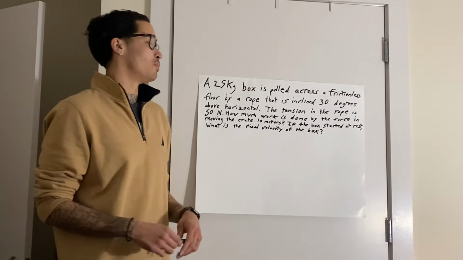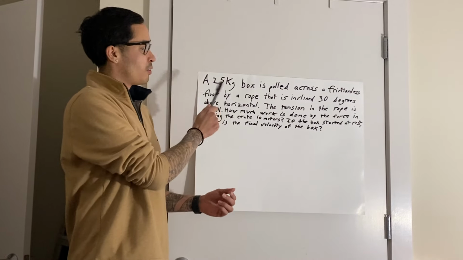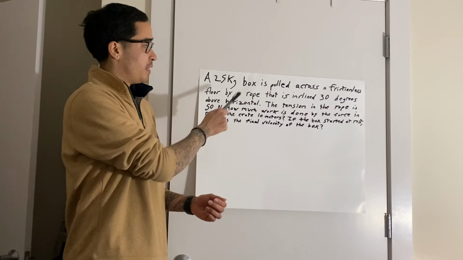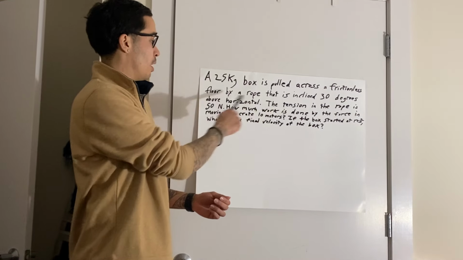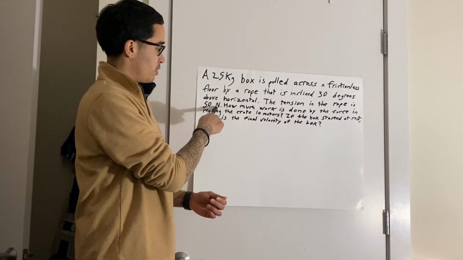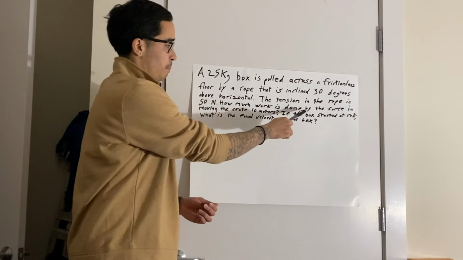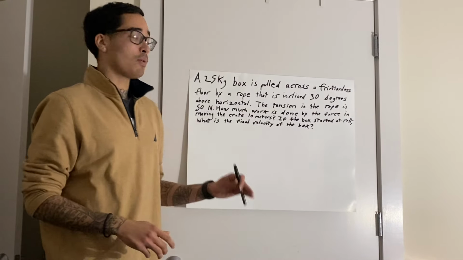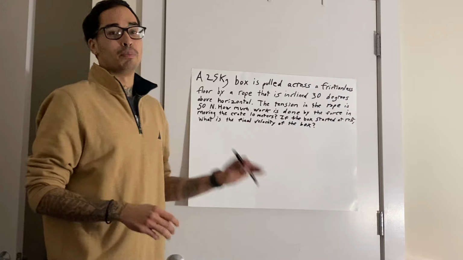So in this equation, we have a 25 kilogram box pulled across a frictionless floor by a rope that is inclined 30 degrees above horizontal. The tension in the rope is 50 newtons. How much work is done by the force in moving the crate 10 meters? If the box started at rest, what is the final velocity of the box?